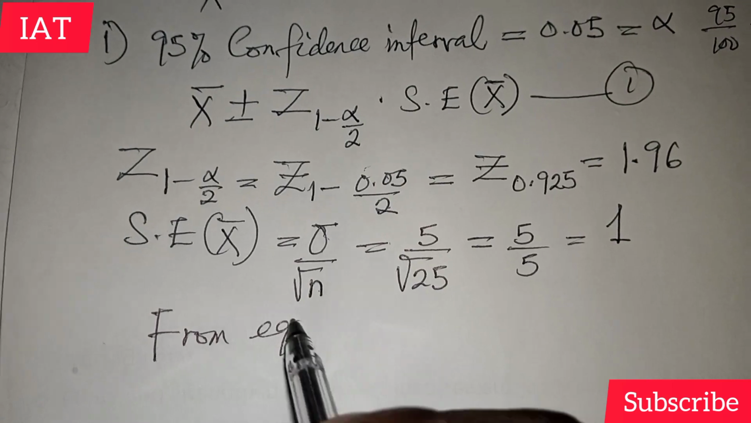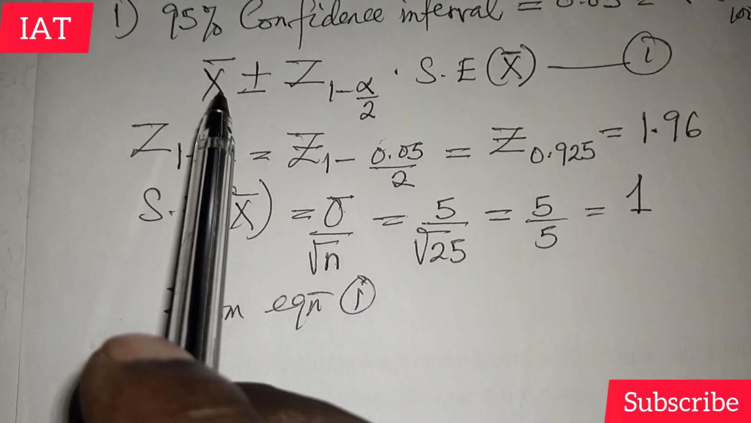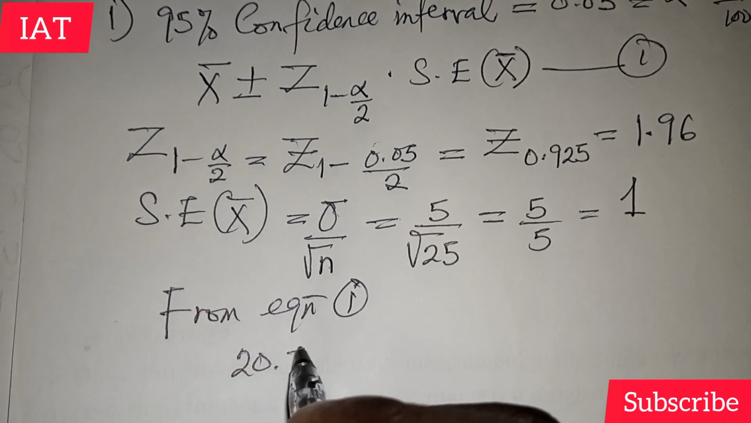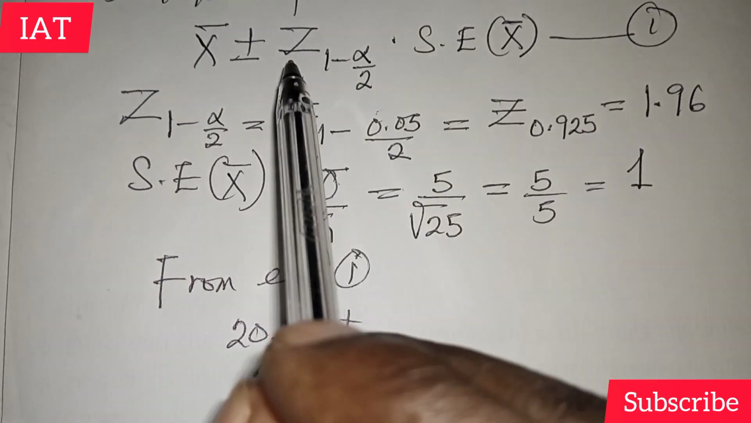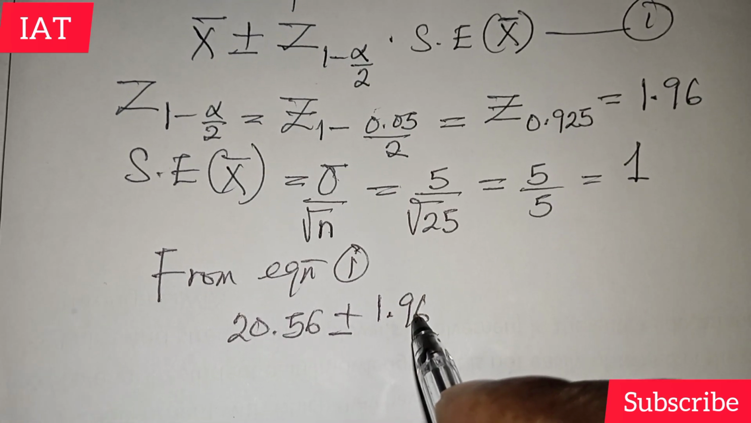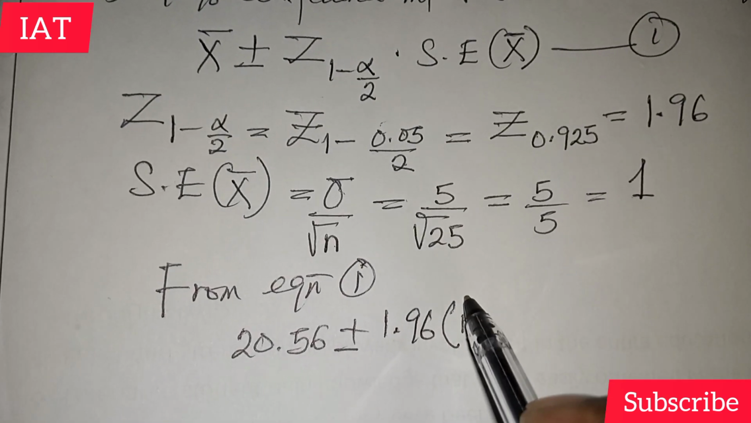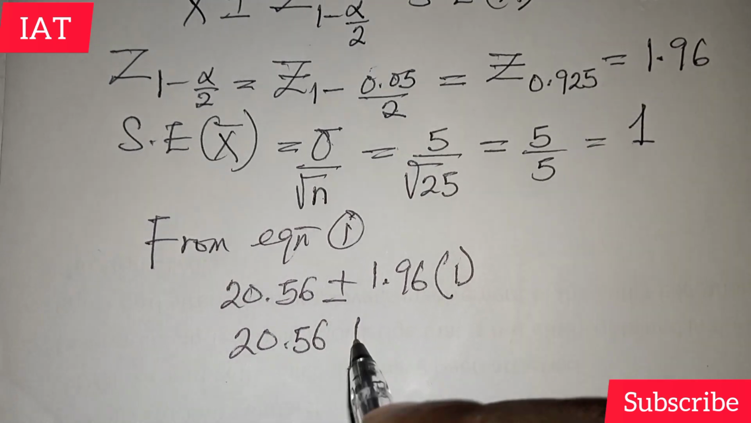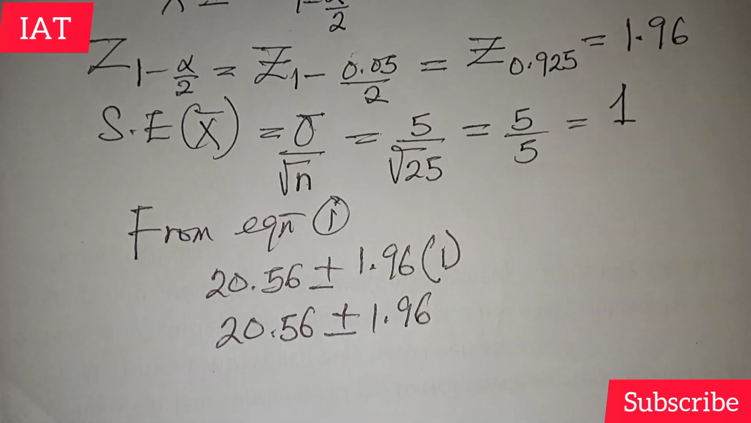From equation 1, we need to plug in the values we have into the equation. And what is this x bar? Bar x is 20.56 plus or minus 1.96, which will be multiplied by the whole of this, which gives us 1 by 1. So that means we're having 20.56 plus or minus 1.96.